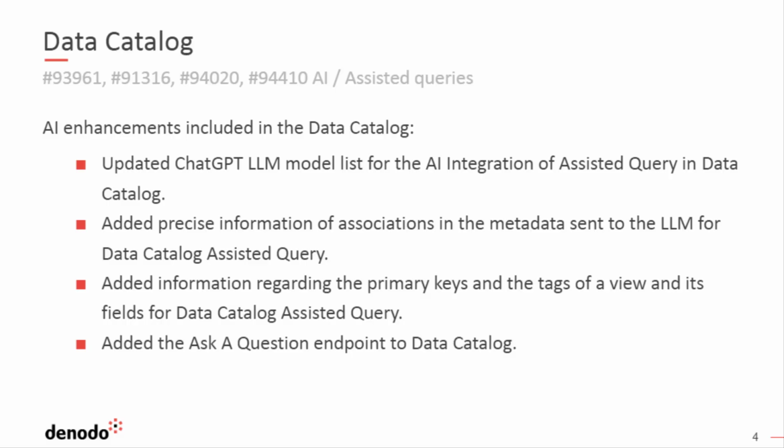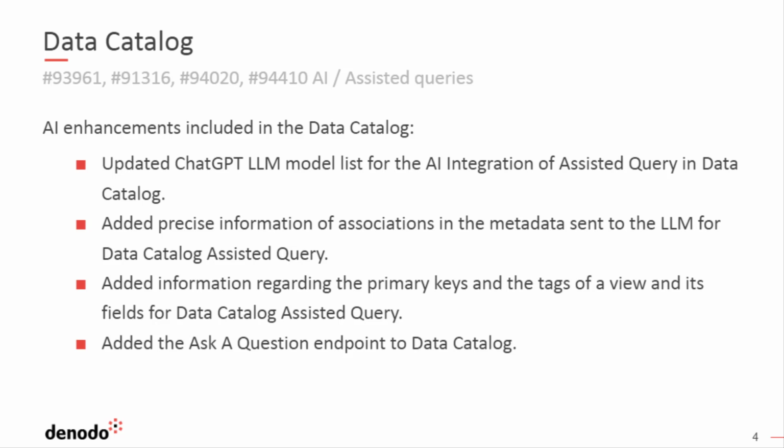The official supported models for ChatGPT, listed in the AI integration page of the Denodo Data Catalog, have been updated to list the latest models released. From this update, the information of a view sent to the LLM for the assisted query includes specific data such as the association endpoints, multiplicity, or association roles, primary keys, and tags, to improve the results of the AI assistant.